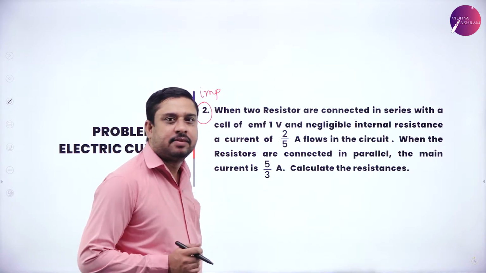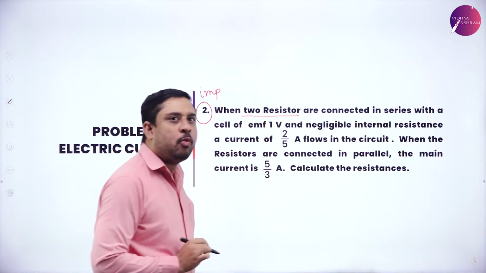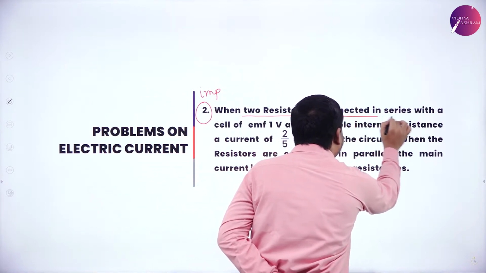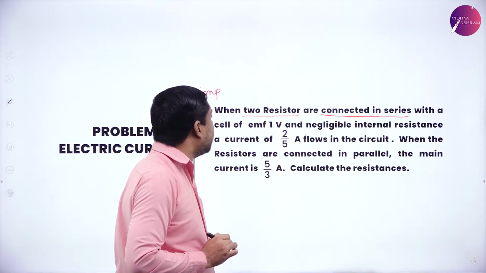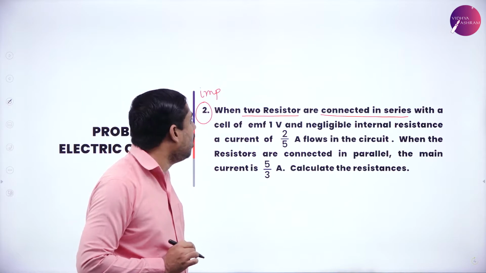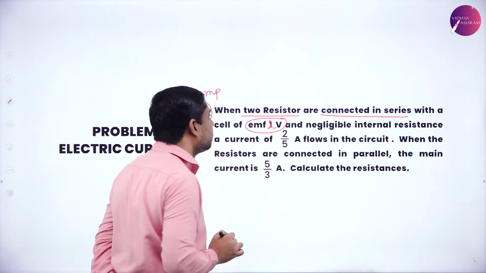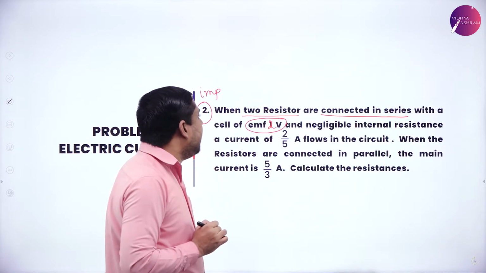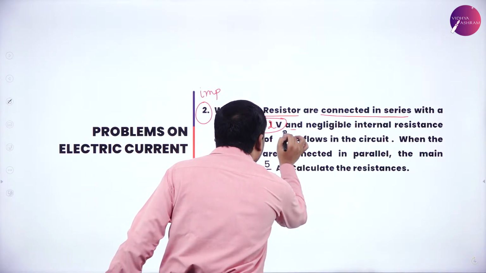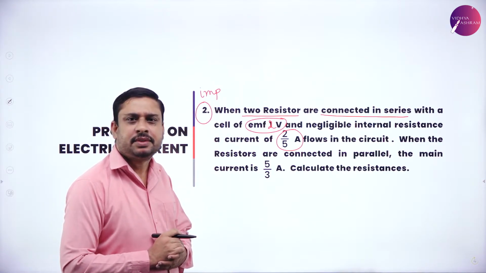Initially the problem reads, when 2 resistors are connected in series with a cell of EMF 2 volts and negligible internal resistance, a current of 2 by 5 amperes flows through it. Very simple.